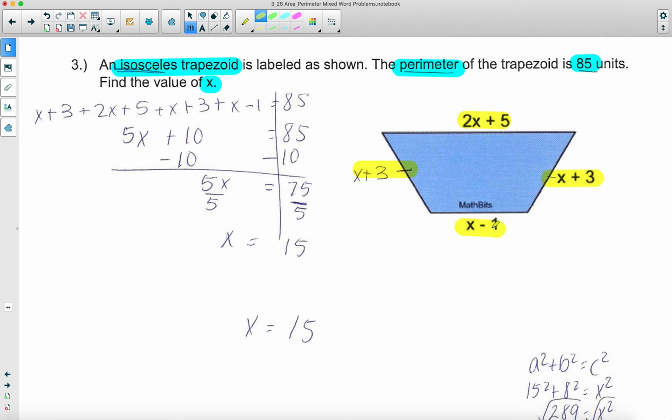Now I have my 4 sides to add up and set equal to 85. So here's my one side, x plus 3, one base, 2x plus 5, other leg, x plus 3, and then the other base is x minus 1. Right? We combine like terms, so x, 2x, x, and x is 5x. Then we have a positive 3 and a positive 5, plus 3 minus 1 is 10. Subtract 10. Now we have 5x equals 75. Divide by 5, and x is 15. Right? Hopefully that one wasn't too bad either, dealing with just perimeter.